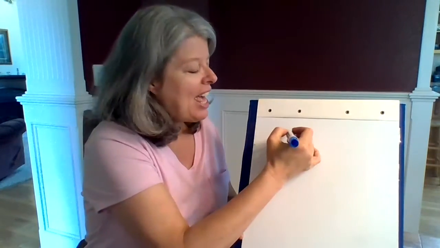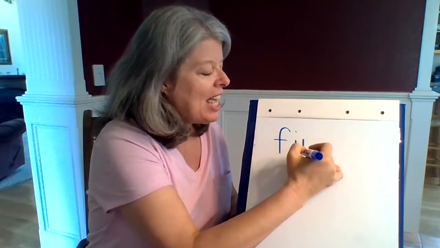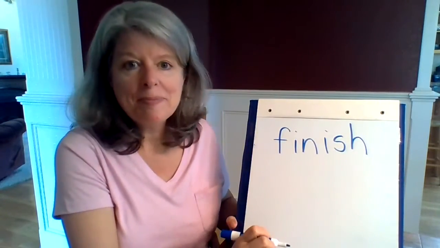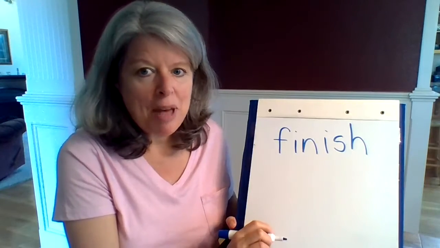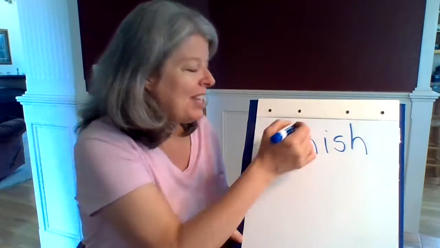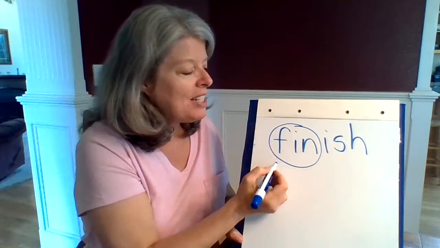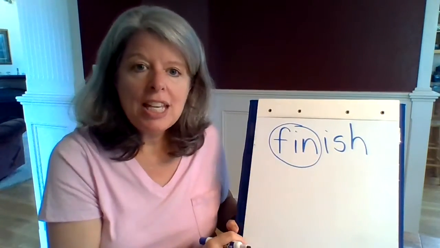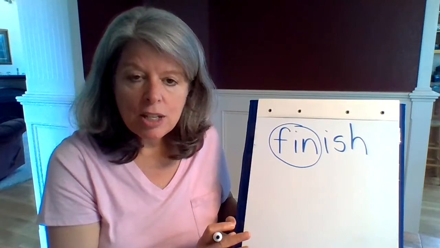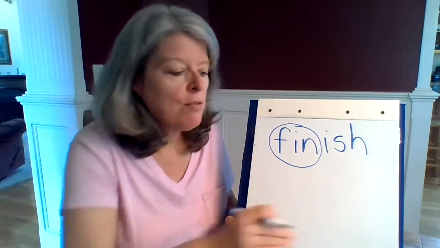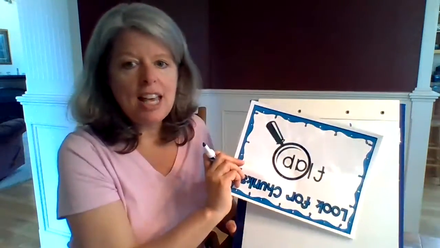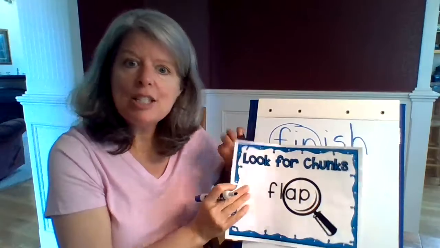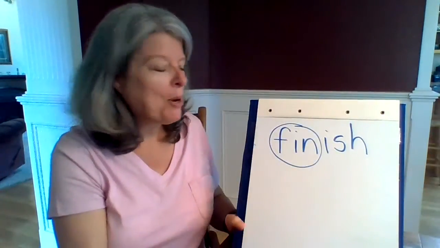Write down F-I-N-I-S-H. What's the consonant, vowel, consonant pattern you see? F-I-N. Read it. Fin, ish, finish. So these two exercises that we're doing, we're practicing looking for chunks, just as our strategy says. That will help you read and spell words more accurately, especially as the words get bigger and bigger.